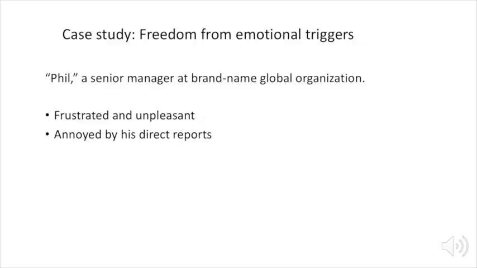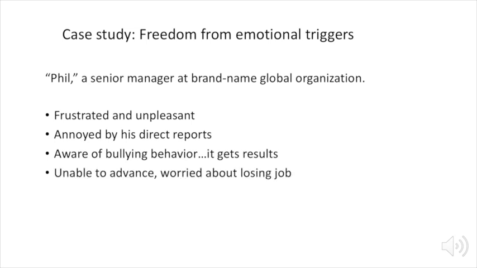And for him to say he was a frustrated and unpleasant person showed that he had achieved at least some level of mindfulness. He was very annoyed by the people he worked with, but he didn't know why. He just knew he found them annoying. He was actually aware of the fact that he was a bully in the workplace, but he felt that had gotten him results, so he was fine with it. He was conscious of it, but he was perfectly comfortable with it. Probably 50% of the people I've interviewed doing this research were like Phil. They hit a career plateau.